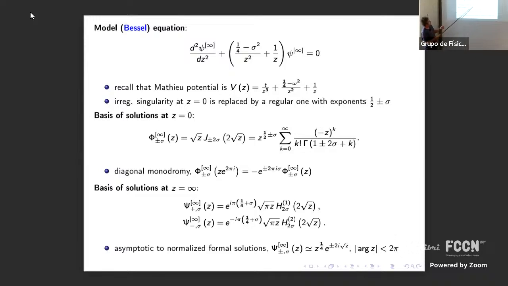The solution of that will be given by Bessel functions, which have two convenient bases, one of which is at this Fuchsian singularity at zero, and the other one at the irregular singularity at infinity. So here you have these Hankel functions that we already had, and you have Bessel functions. These funny prefactors are introduced just to make these solutions asymptotic to what we really want, to this normalization that we have introduced for canonical solutions of Mathieu.